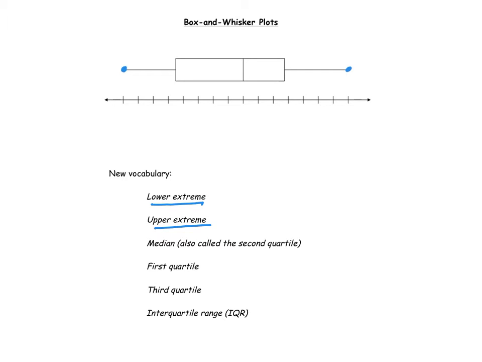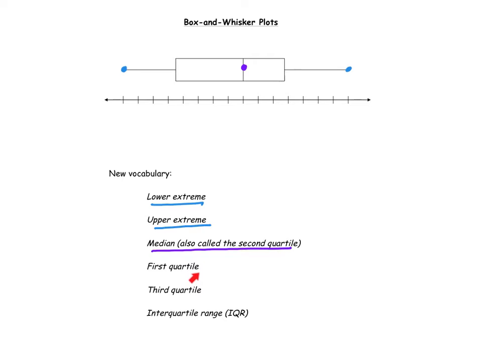The next important point would be the median, and it's also referred to as the second quartile point. So this is the median of all the data. So we're going to put that, it's going to be a point inside the box.